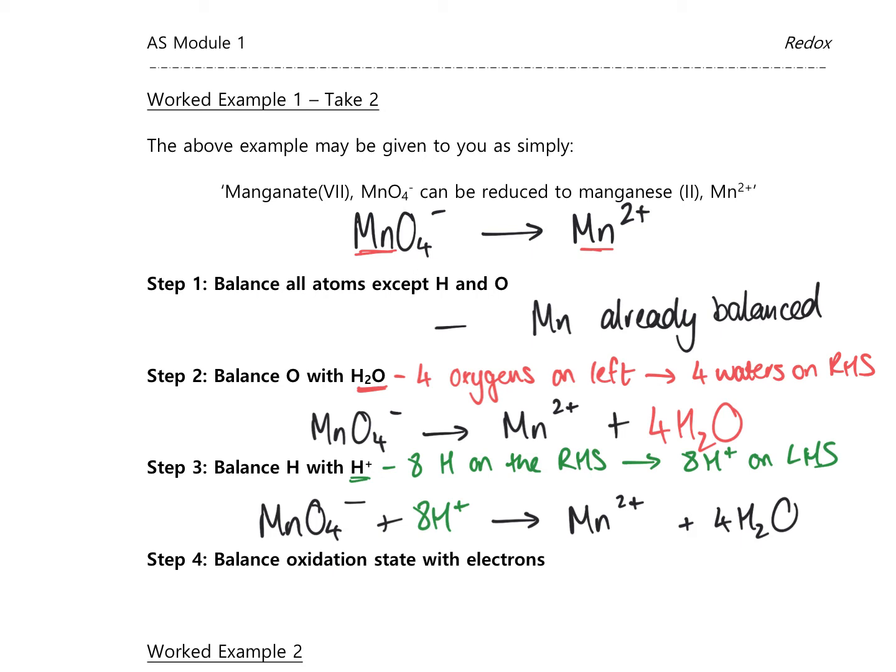Now, in general, in these half equations, the oxidation state of oxygen won't change, it'll just be -2. The oxidation state of hydrogen won't change, it will be +1. So you're looking at your other element, and in this case, it is manganese. So what we need to do first of all is work out our oxidation state on the left hand side and on the right hand side.